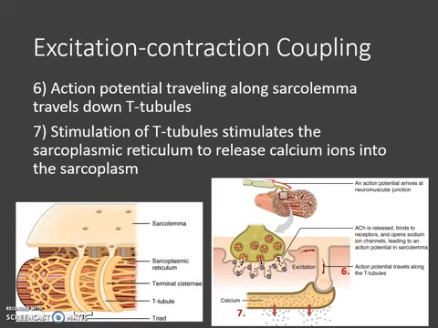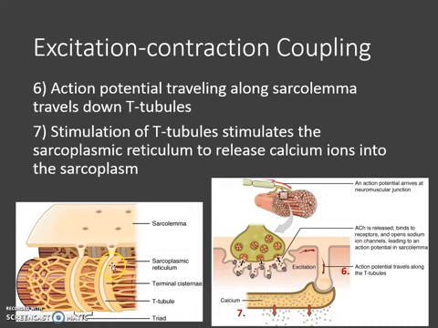Now during excitation-contraction coupling, and we're just picking up where we left off, remember the stimulus was traveling along the sarcolemma or the cell membrane down into the T-tubules. Now remember, on either side of the T-tubule you have the endoplasmic reticulum. So as that stimulus travels down the T-tubule, it stimulates the sarcoplasmic reticulum to release calcium into the sarcoplasm.